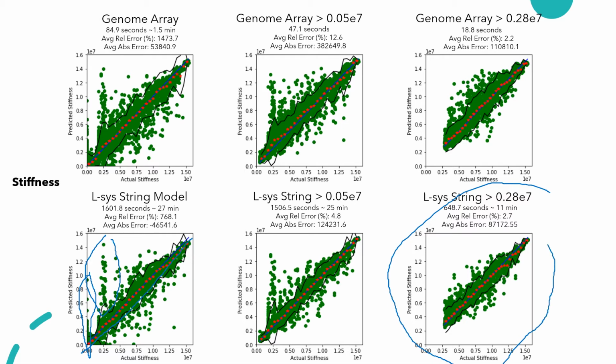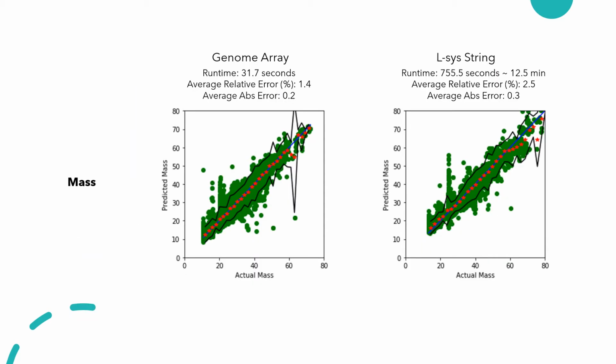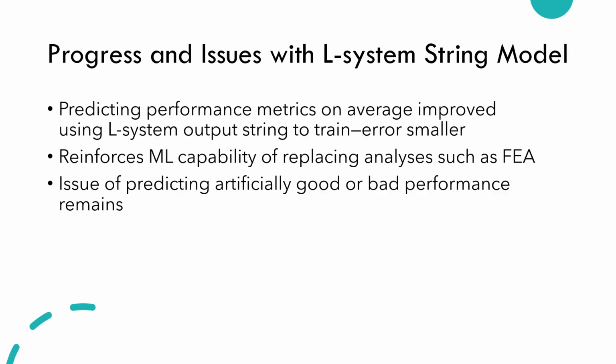are significantly reduced. Here's the results for mass, and there's not much improvement, in some cases a little worse looking at the relative error. However, absolute error remains almost the same. So on average, predicting performance metrics improved quite dramatically training with the L system string. The error is much smaller. This reinforces the machine learning capability of replacing analyses such as FEA. However, the problem of outliers still remains despite being less extreme.